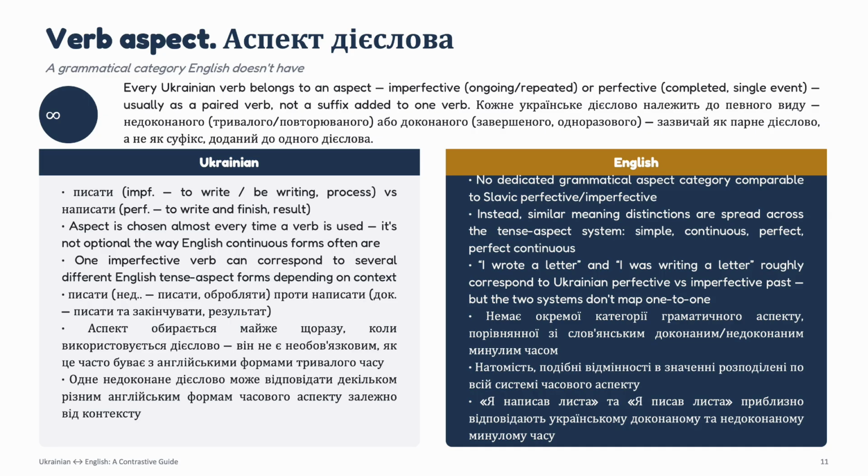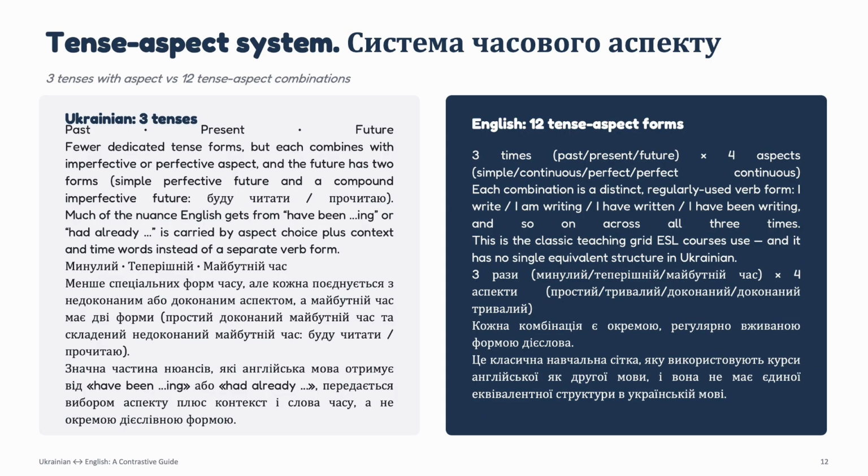So I wrote a letter lines up with the Ukrainian perfective past, and I was writing a letter lines up with the imperfective past, because I wrote a letter is talking about the result, and I was writing a letter is talking about the process. Like here we had imperfective about the process and perfective about the result. But it's only a rough match, so the two systems really don't map onto each other here one-to-one, and we have to remember about it when we teach English or Ukrainian or when we learn one of these languages.